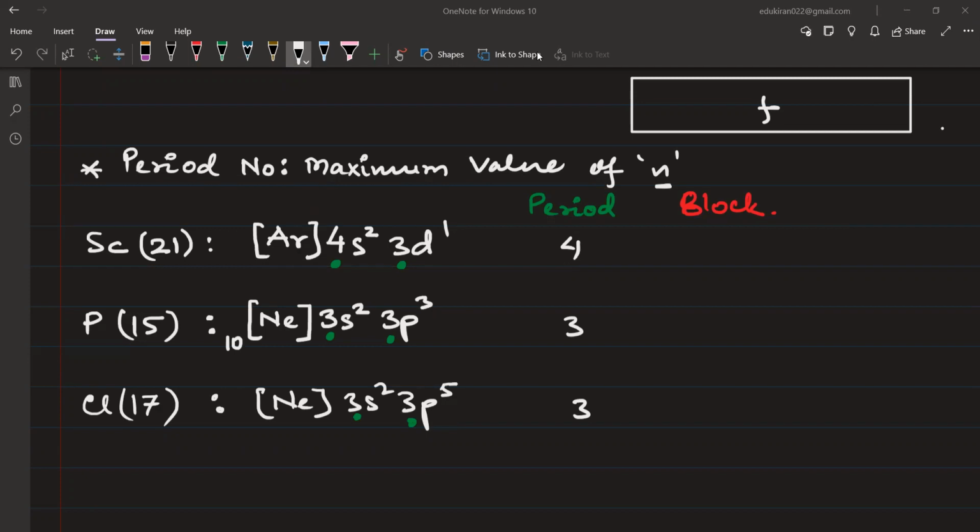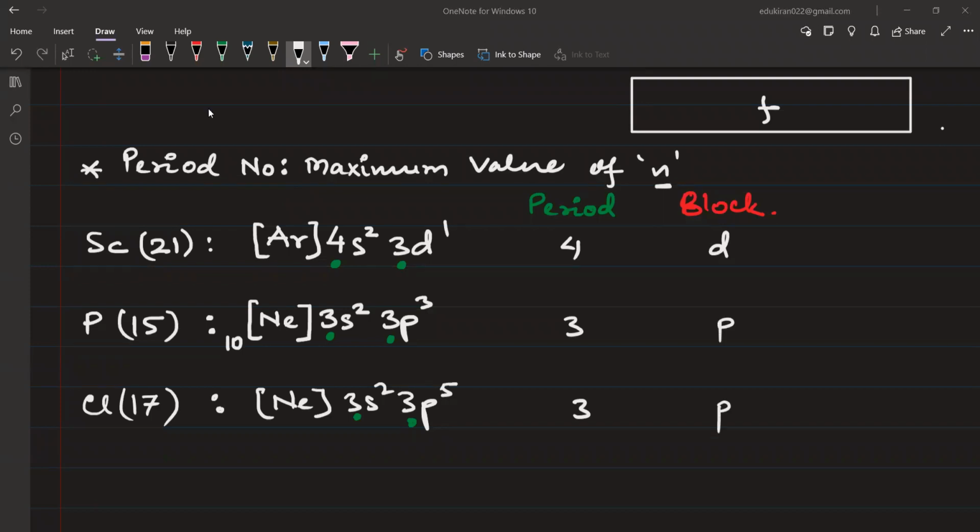Fatima, correct. Devangi, correct. Fahad, very good. Iram and Aisha, waiting for you. Where is the last electron entering? Yes, very good, Iram. Correct, Aisha. So the block here is D. What about phosphorus? What is the block? Correct. Very good. The block is P. And for chlorine also, the block is P.